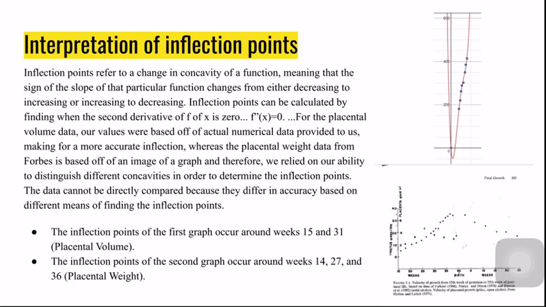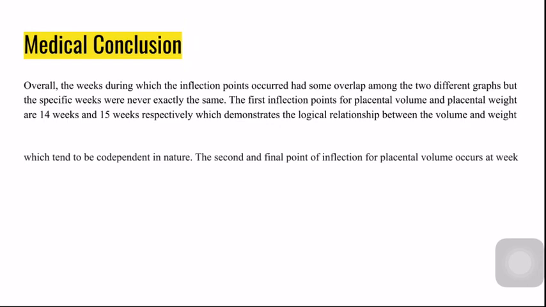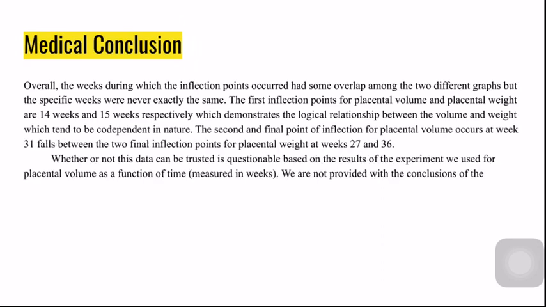The first inflection points for placental volume and placental weight are 14 weeks and 15 weeks respectively, which demonstrates the logical relationship between volume and weight, which tend to be codependent in nature. The second and final point of inflection for placental volume occurs at week 31, which falls between the two final inflection points for placental weight at weeks 27 and 36.